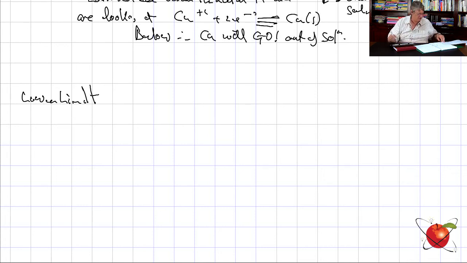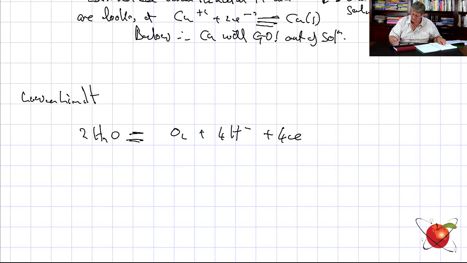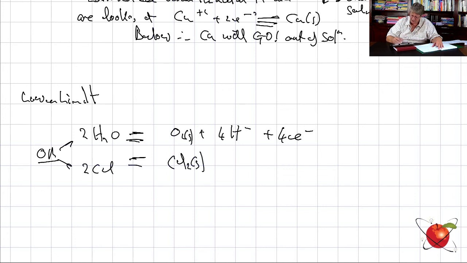The lower limit was our water breaking to oxygen. 2H2O going to O2 plus 4H plus plus 4 electrons. And now I compare. What's my equation I'm looking at? I'm looking at 2Cl minus. Which one of those two is going to happen here? Well, you already know because we've discussed it. O2 gas, or Cl2 gas plus 2 electrons. What's going to happen? This one.